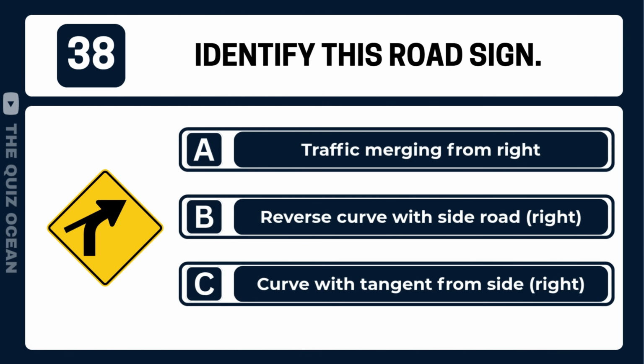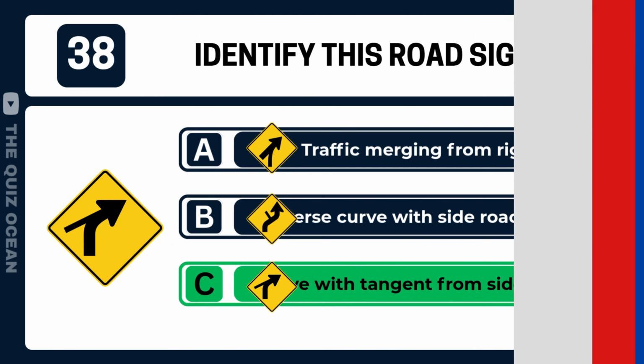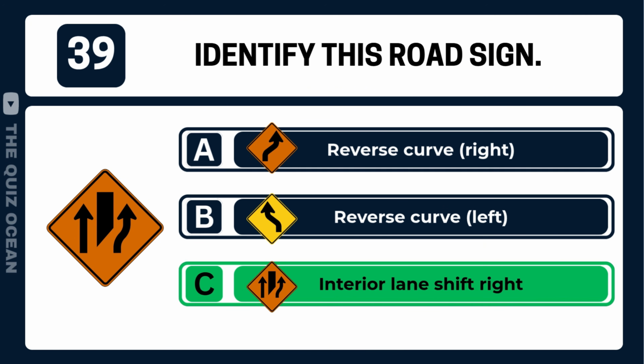Question 38. Identify this road sign. The answer is C. Curve with tangent from side right. Question 39. Identify this road sign. The answer is C. Interior lane shift right.